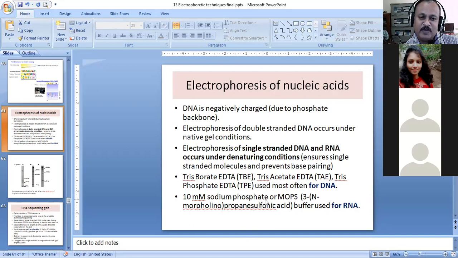There is one more buffer which is used in nucleic acid electrophoresis, and that is called MOPS. Can you see this last sentence here? MOPS buffer. Yes, sir. So this is nothing but morpholino propane sulfonic acid buffer, and this is used normally for RNA electrophoresis.